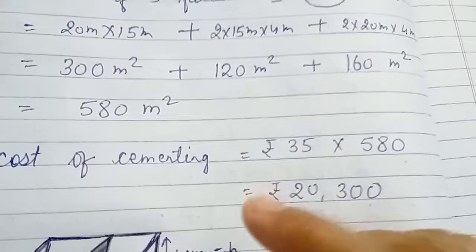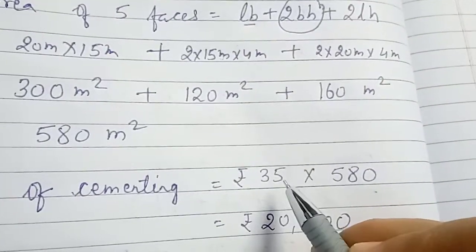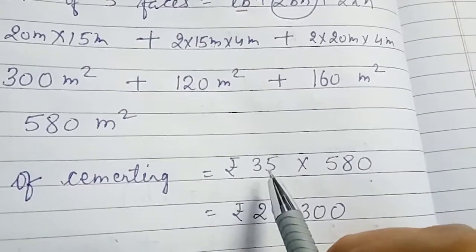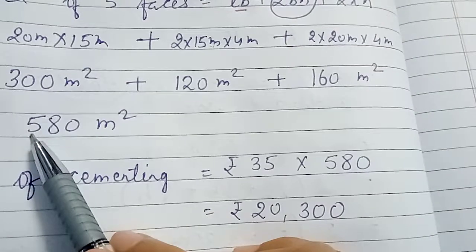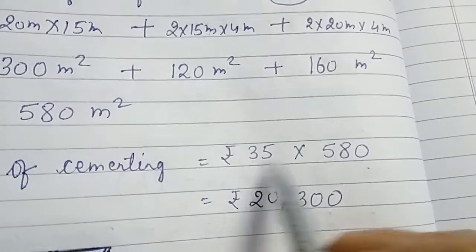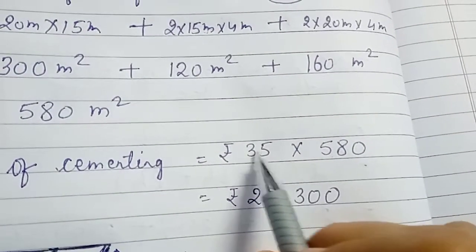Now find out cost of cementing the swimming pool at the rate of ₹35 per meter square. Means for 1 meter square you have to spend 35 rupees. So for cementing 580 meter square, how much money is to be spent? Just multiply. To find cost, we will multiply by the rate.